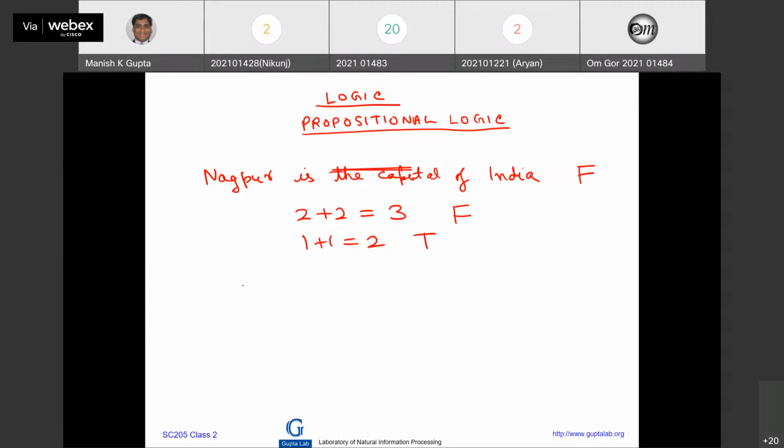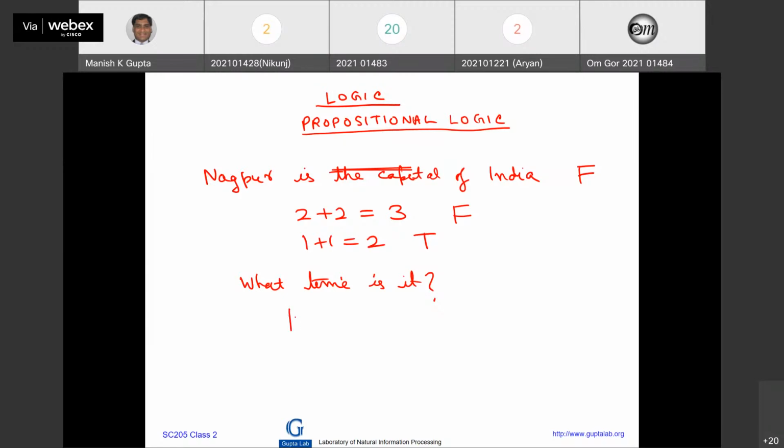By the way, there are some examples. If I ask, what time is it? Is it a proposition? It is not a proposition because we cannot assign true or false, right? So those kinds of things are there. So it is not a proposition. Very good.